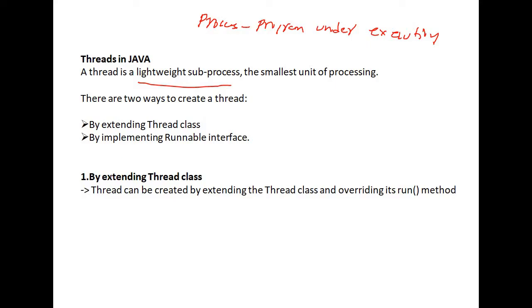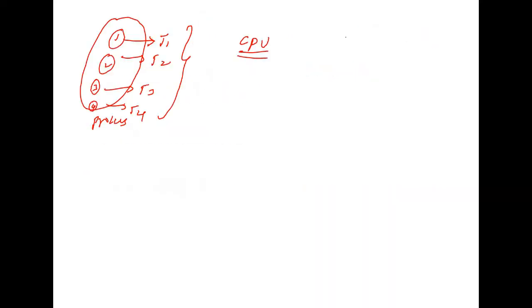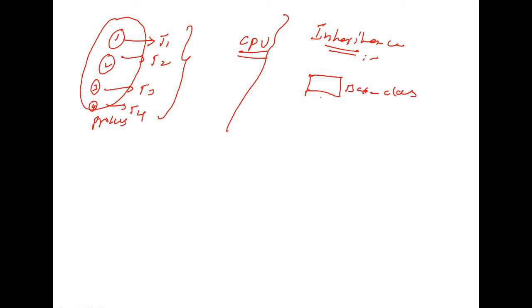First of all, by extending the Thread class. What is the meaning of extending? Here, extending stands for implementing the inheritance concept. Inheritance stands for whenever we are creating a child class using a parent class. Assume this is my parent class or base class. From the base class I am creating the child class.